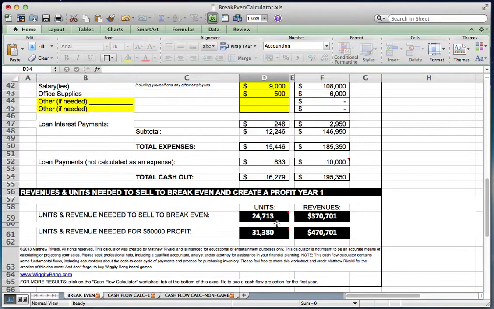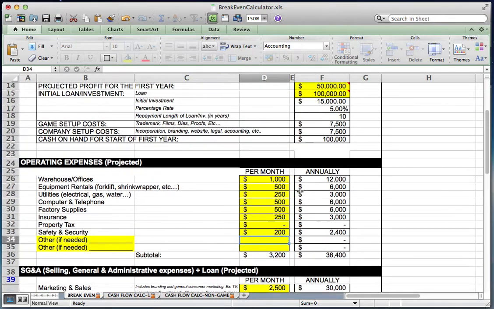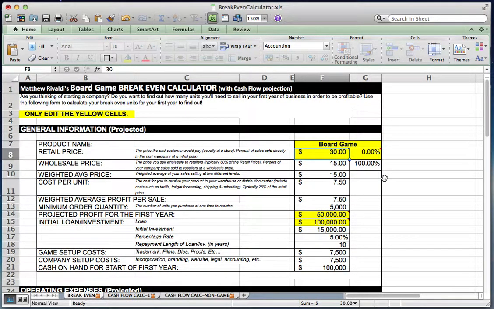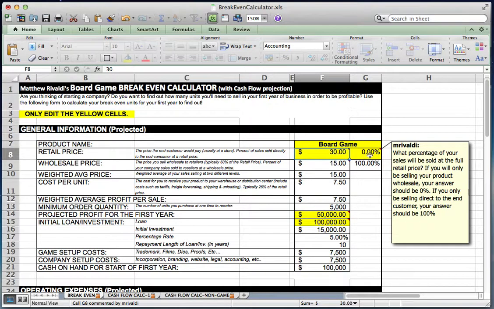At the bottom of the calculator, it's going to project how many units you have to sell based on your monthly expenses and based on the full retail price of your product. You'll notice here though there's a percent. This little cell right here is what percent of the time do you expect to sell your product directly to the consumer. If you don't know what it is, just leave it as it is.